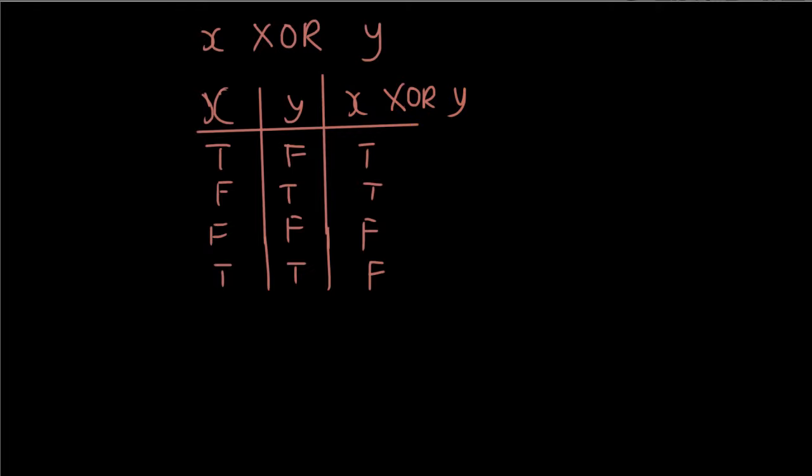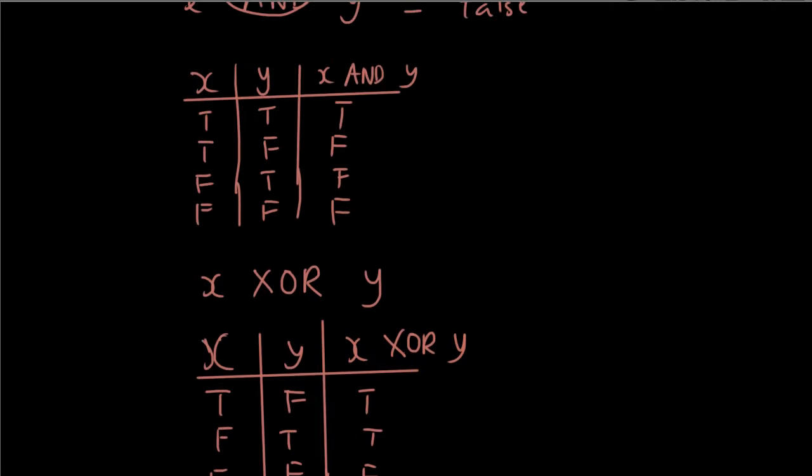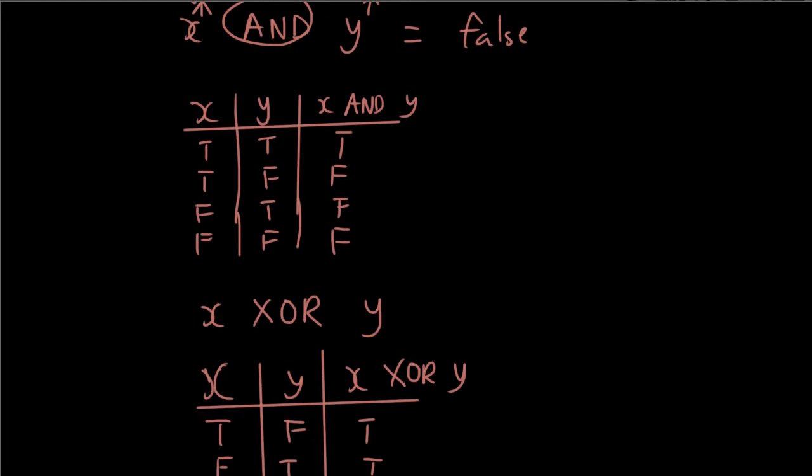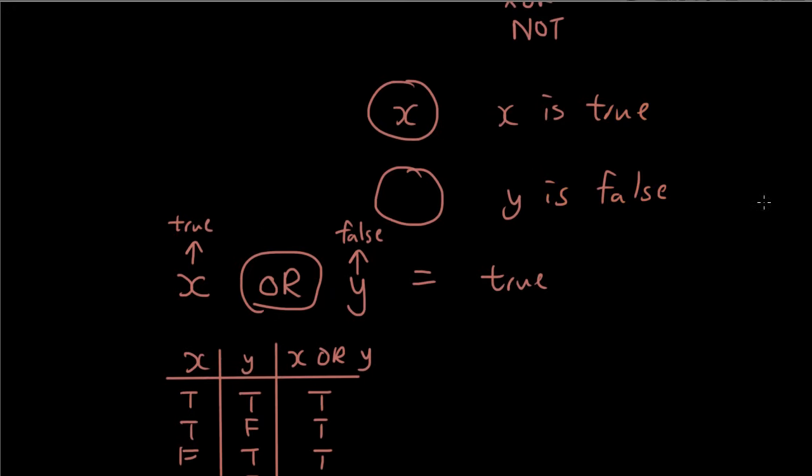Alright, so in this case, because only one of them is true, the answer will be true. So x XOR y will be true, right? Because only one of these is true right now.